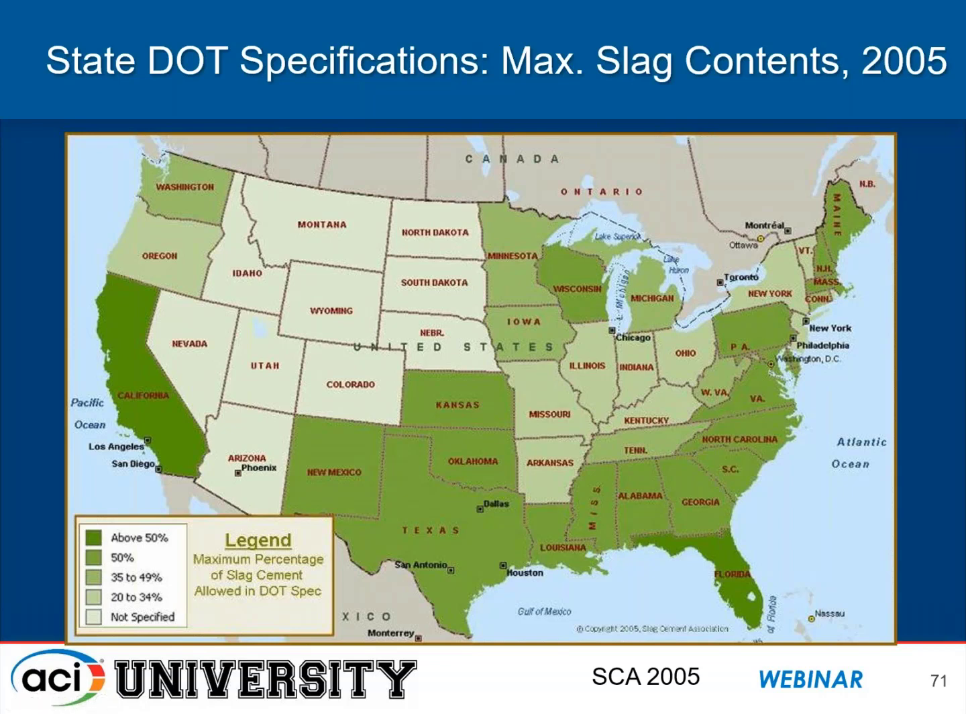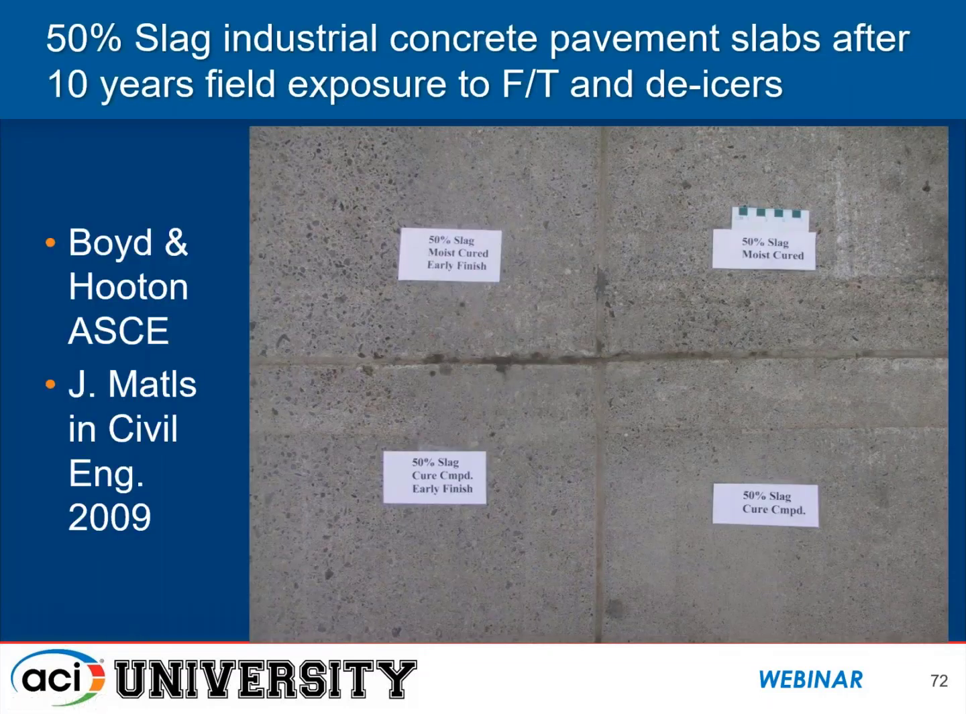And the reason there's limits on the maximum amount of slag here is mainly due to concerns with de-icer salt scaling. You can see that the states that have less concern with de-icing at all have higher amounts of slag allowed. And part of the problem here is the ASTM de-icer salt scaling test, the C672 test, is very severe on non-Portland cement concretes because of the curing regime and the finishing regime used in the test. In the field, slag performs a lot better than that.